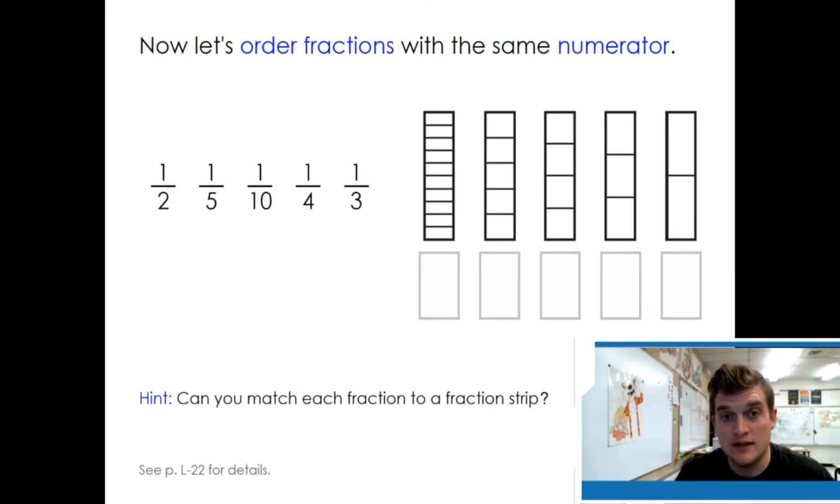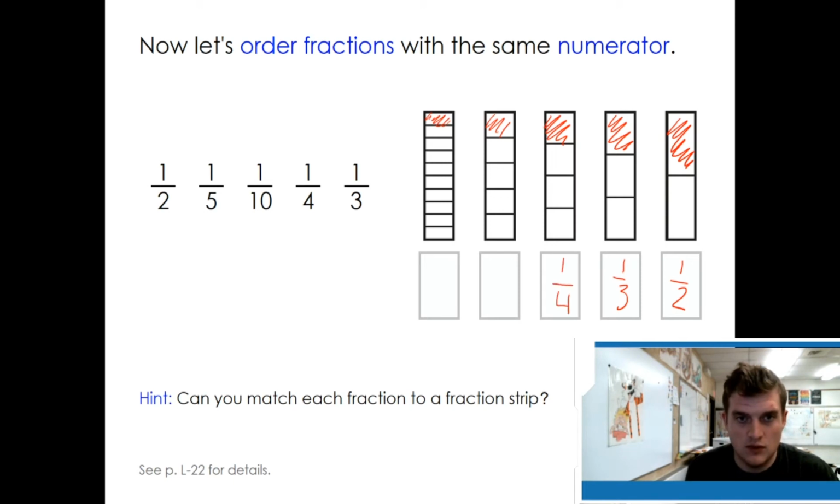Remember, numerator is the top number. If we take a look at these pictures, we have to shade in one of each. And then we're going to figure out what this is. This is 1/2. Okay, we'll start from the easy ones. This is going to be 1/3, 1/4, 1/5, and I bet you this is going to be 1/10.